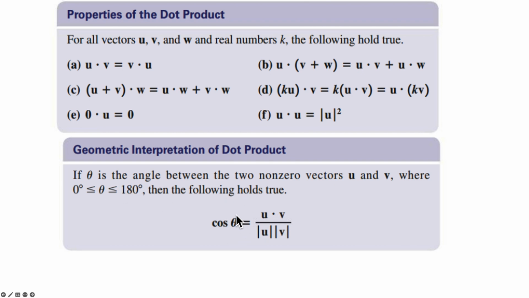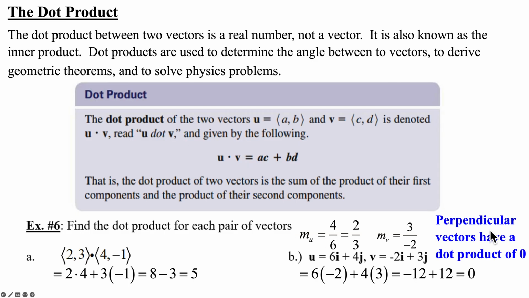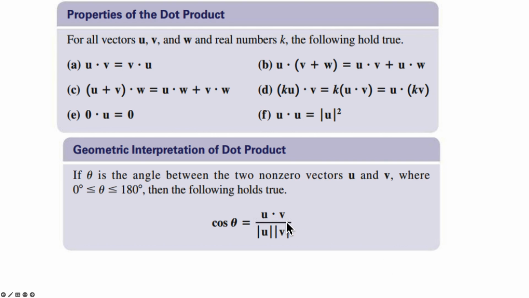And that is to say cosine theta is equal to the dot product of u times v over the magnitude of u times the magnitude of v. Now I'm going to take you back here real quick. What should you do first in that formula right here? You should always do the dot product first.